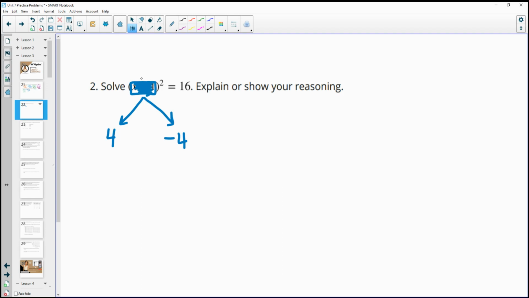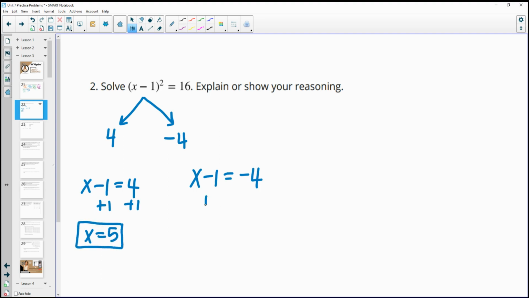So what this means is that whatever is inside of this parenthesis needs to be equal to one of these numbers. So this x minus 1, if that equals 4, then we would have a solution, because then it would be 4 squared equals 16. Or if that x minus 1 equals negative 4, that would also be a solution. So negative 4 squared is also 16. So then we can solve each of these equations. So I'll just add 1 to both sides, and we get x equals 5 as a solution. And then we can add 1 to both sides here, and we get x equals -3 as another solution.